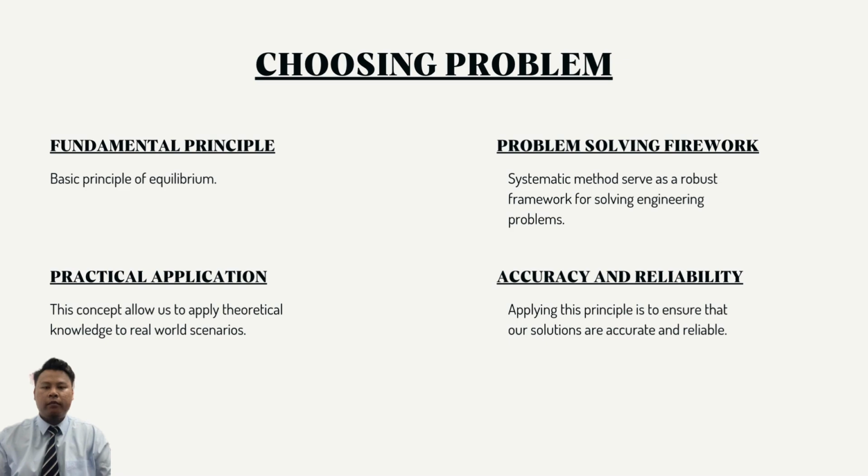Next, problem solving framework. Systematic methods such as free body diagram and equilibrium equations serve as a robust framework for solving engineering problems. Last but not least, accuracy and reliability. Applying this principle ensures that our solutions are accurate and reliable. Safety and efficiency in engineering design are the most important things.